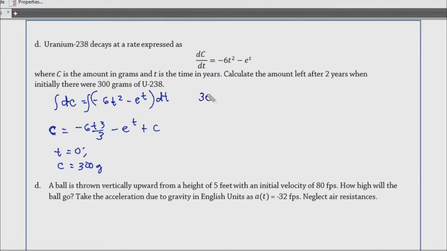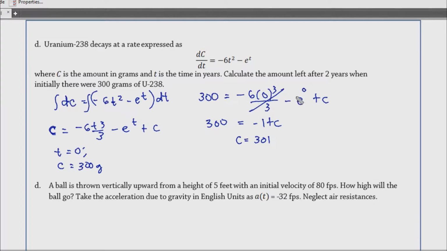So, we have 300 equal to negative 6 times 0 cubed over 3 minus e raised to 0 plus c. Therefore, this is 300. This cancels out and this is 1. So, your value for c is actually equal to 301. Your c is 301. Yung iba dito lagi nagkakamali, laging nasi-0 din to, no?